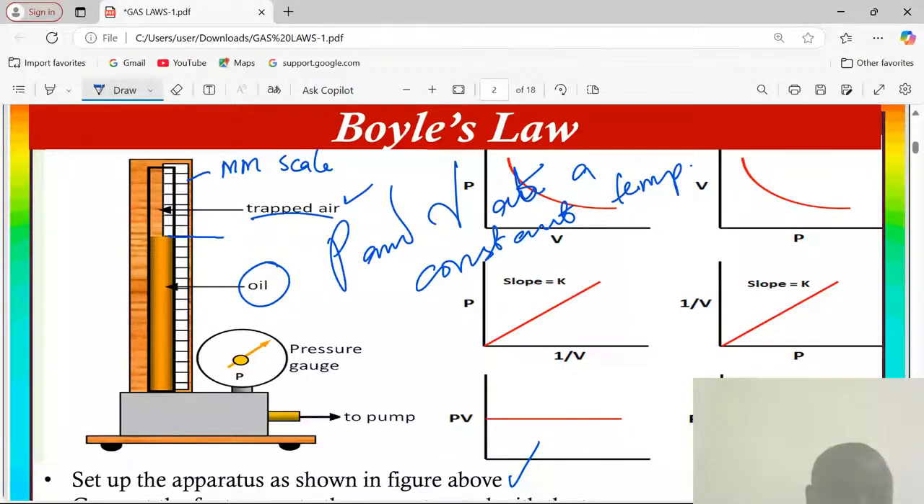Something else you're supposed to know, we have a millimeter scale here. The millimeter scale will be used to measure the air column. It is the air column which will correspond to the volume of air. Therefore, the length of the air column trapped is going to represent volume. Then pressure is going to be recorded at the pressure gauge.